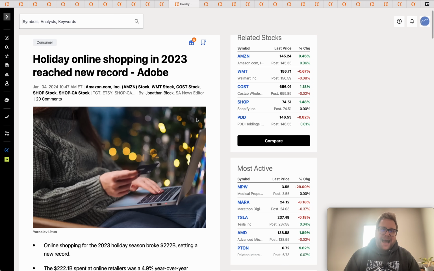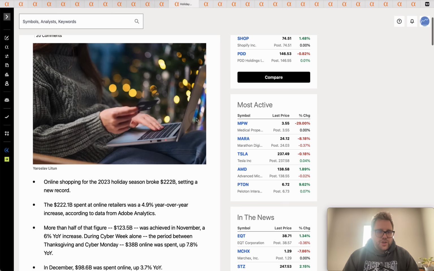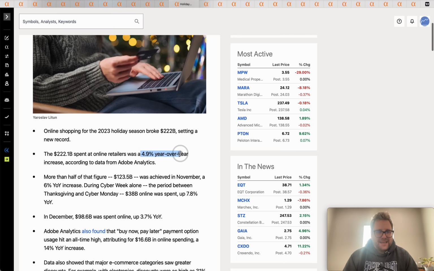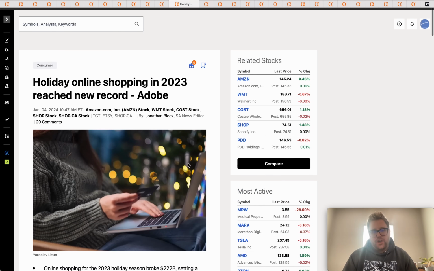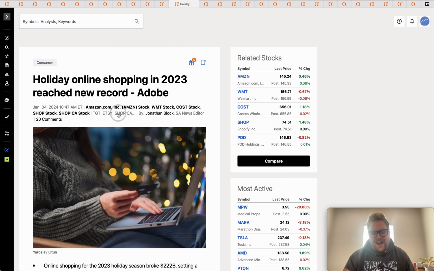Now, holiday online shopping, if you were like me, you barely made it out and shopped. You pressed buttons and those Christmas gifts showed up at the door magically. Adobe reporting a 4.9% year-over-year increase should be good, obviously, incrementally for Amazon at this point. They've got so much revenue, something like this, not that big of a deal.